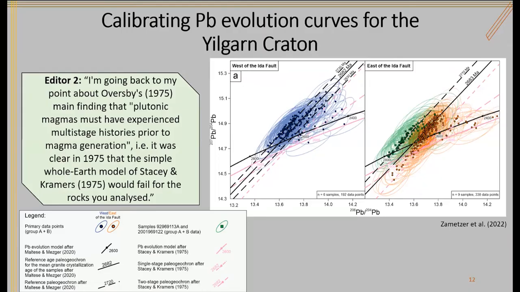And the simple observation from this plot is that they are offset from the Stacey and Kramer's paleogeochrons by 200 or 150 million years, but they fall almost spot on the Maltese and Metzger paleogeochrons. So even though Maltese and Metzger's model is a single stage lead evolution model, and as we know from the editor comment, this cannot describe the geological reality, it does make the best approximation of lead growth in the Yilgarn craton. And this is what we're looking for. Like, every model is wrong, but we're looking for the best approximation. And our data sets show that we can get this through the Maltese and Metzger framework for the Yilgarn.